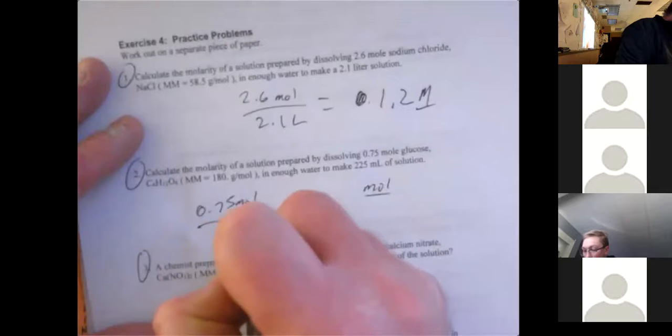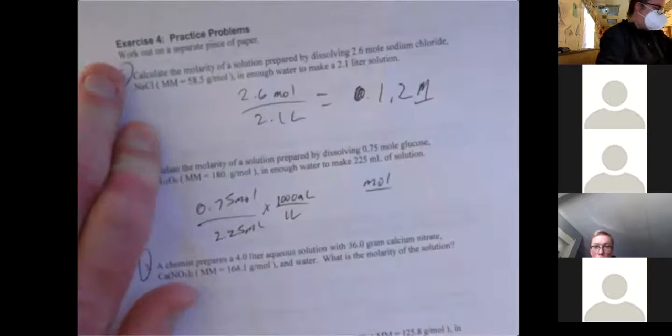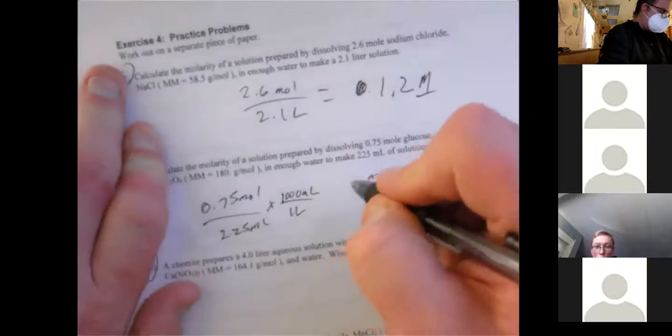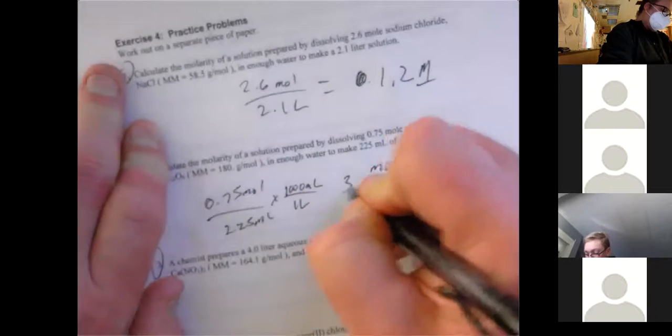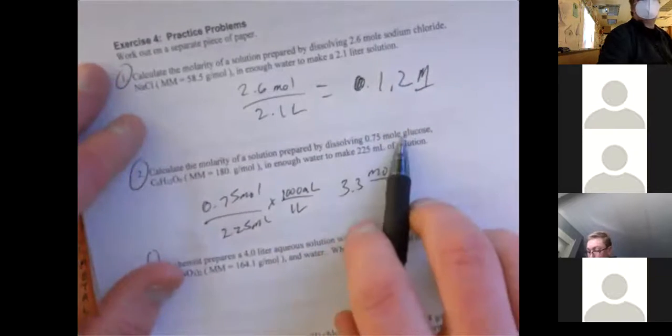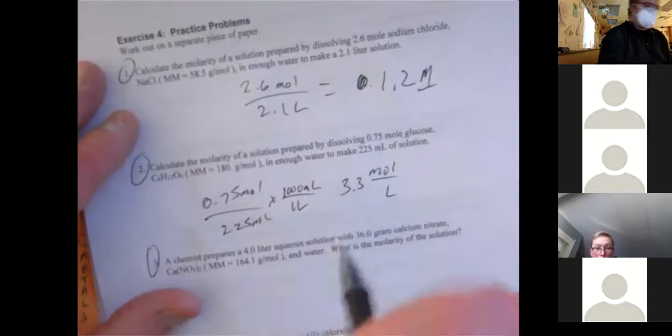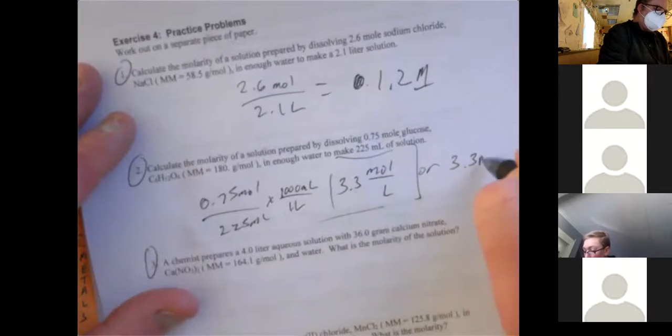Calculate the molarity of this. We have 0.75 moles. And again, we want moles per liter, but we have 225 milliliters. So that means we need to change the milliliters to liters. 0.75 divided by 225 times 1,000. It's about 3.3333. 0.75 only has two significant digits, so our final answer can only have two significant digits. You could also write this as 3.3 molar.